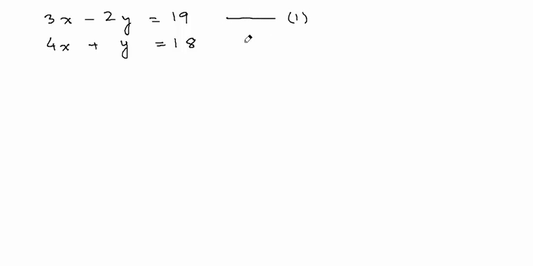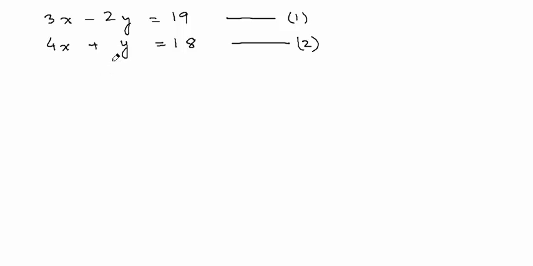How about, let's say, 3x minus 2y is equal to 19 and 4x plus y is equal to 18. Let's call this equation 1 and let's call this equation 2.